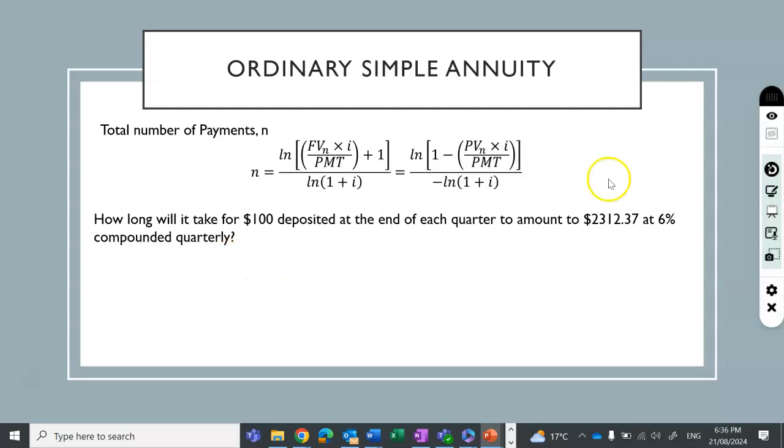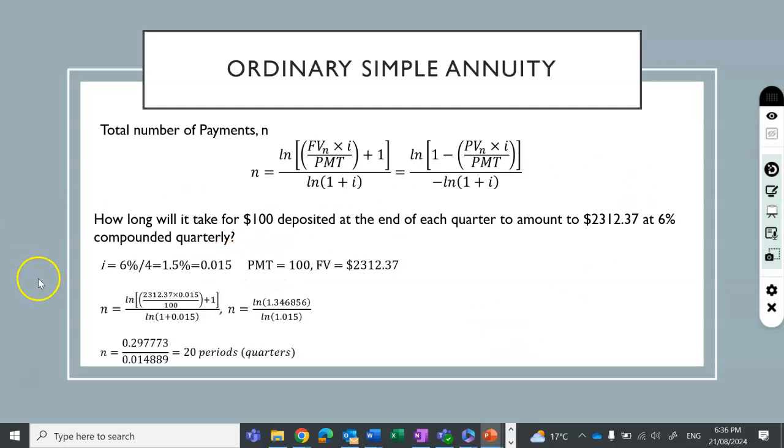Right, so we can see the parameters. So I is 6% compounded quarterly, so 6 over 4, PMT is 100, future value is this, and using the formula, you will round up. Always the N value should be rounded up. And if you are paying quarterly, the N value will be 20 quarters. If you are paying monthly, then the N value will be 20 months. If you are paying annually, then the N value will be 20 years.